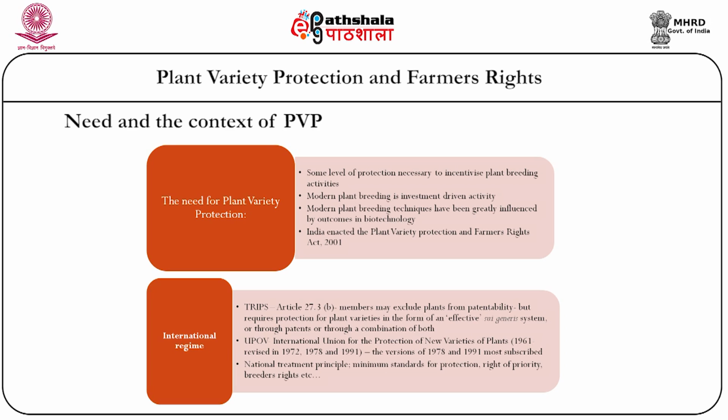It is also important to understand in the context of international protection that Article 27.3(b) of the TRIPS agreement does not require countries to comply with the UPOV convention, that is the International Union for Protection of New Varieties of Plants, either the 1978 or the revised version of 1991. Now, both versions could be subscribed to by India, but in case of 1978 the subscription is closed and it is open for India to subscribe to the 1991 version. The 1991 version looks into the principle of national treatment, minimum standards of protection, right to priority and breeders' rights, etc.